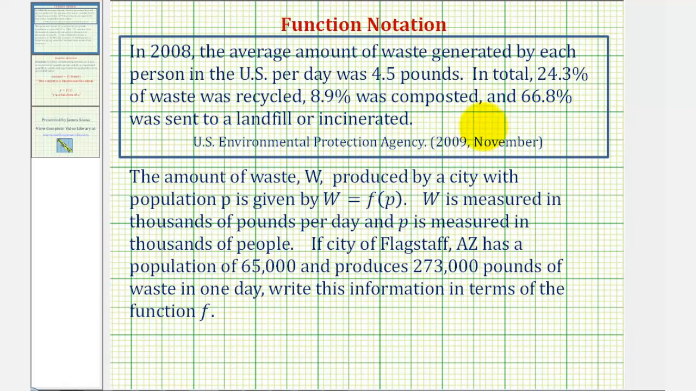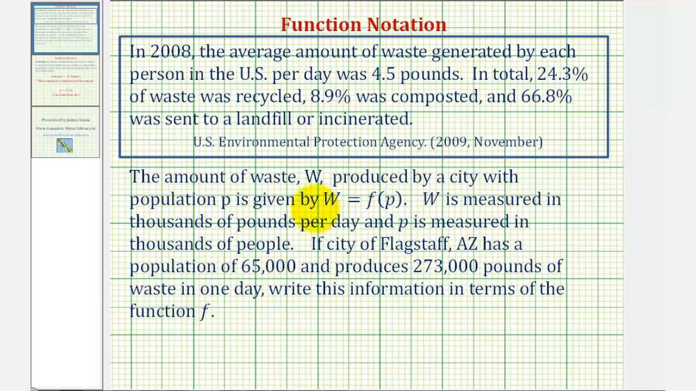incinerated. Now for our example, the amount of waste W produced by a city with population P is given by W equals f of P. So we can say the amount of waste W is a function of the population P, where W is measured in thousands of pounds per day and P is measured in thousands of people. So if the city of Flagstaff, Arizona has a population of 65,000 and produces 273,000 pounds of waste in one day, we want to write this information in terms of the function f.